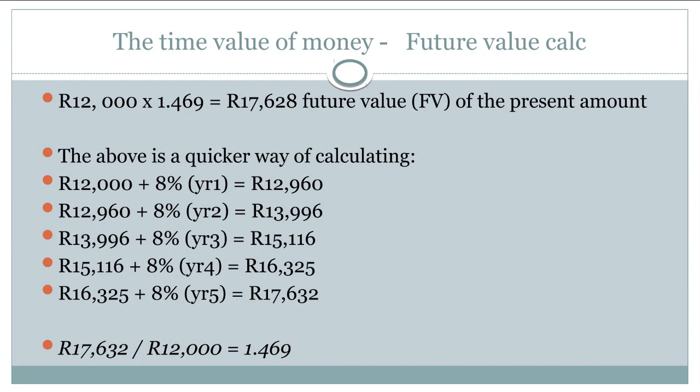And you can calculate it manually. And by the end of year 5, you'll get 17,632, which is exactly what we got there when we used the factor from the table.